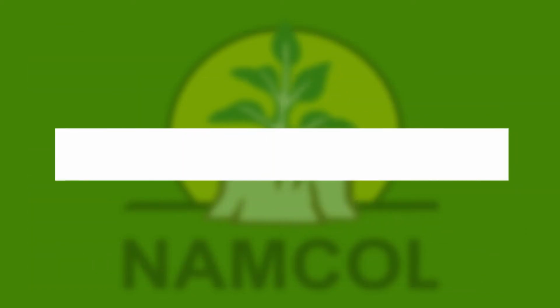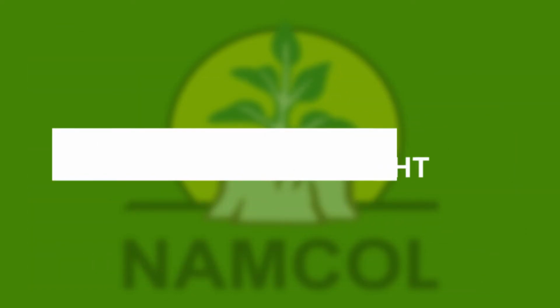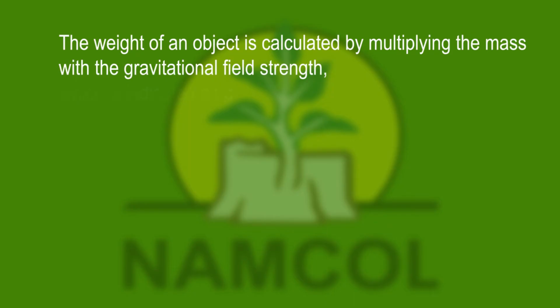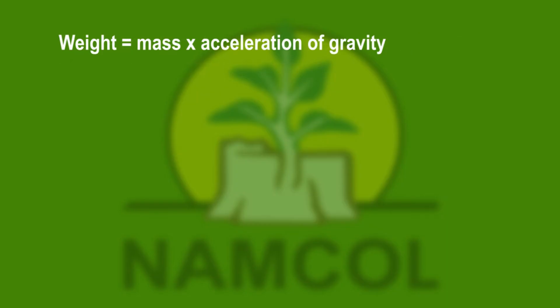Let's now look at how we can calculate weight. The weight of an object is calculated by multiplying the mass with the gravitational field strength, which is indicated as a small letter g. Weight is equal to mass times gravitational field strength. And if we have it in symbols, it is W is equal to mg. Since the weight is a force, its SI unit is the Newton. So g on Earth is 10 Newton per kilogram.